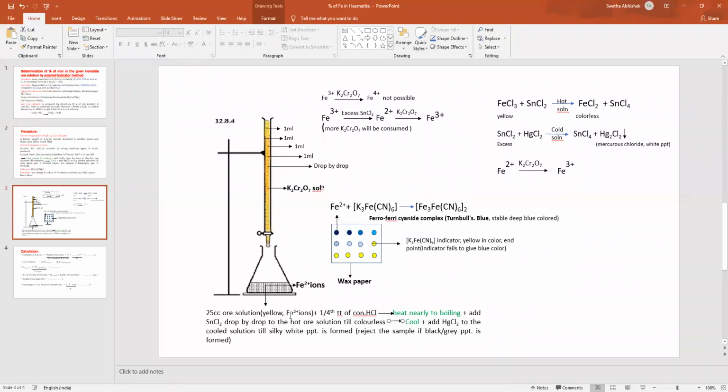Therefore, you have to be very careful while adding stannous chloride, which should be added drop by drop carefully. Mercury chloride can be added rapidly, till you get silky white precipitate. But stannous chloride should be added very carefully. You should not add very much excess of stannous chloride. This is because if your reaction mixture consists of excess of stannous chloride, and if this excess stannous chloride is not removed from the reaction mixture, it may interfere in the reaction.